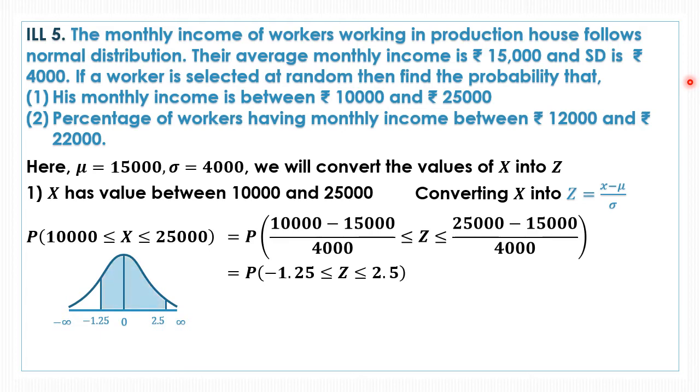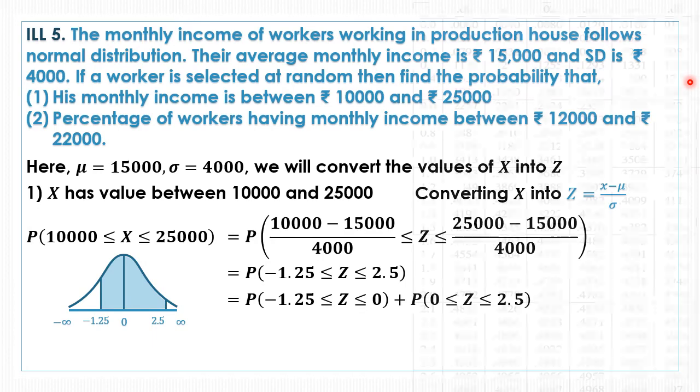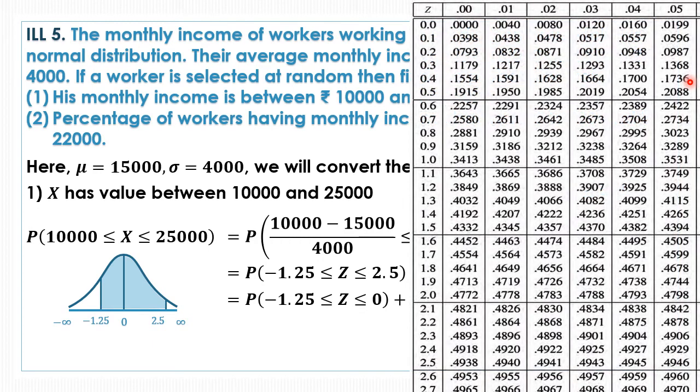So naturally, first we will calculate the area between negative 1.25 and 0, and then the area between 0 and 2.5, and that way we will get our answer. So P(-1.25 < Z < 0) + P(0 < Z < 2.5). We need the two areas for 1.25 and 2.5, so from the table we can get these areas.